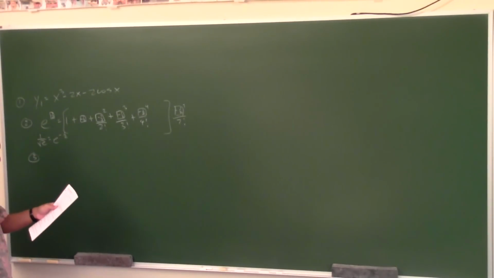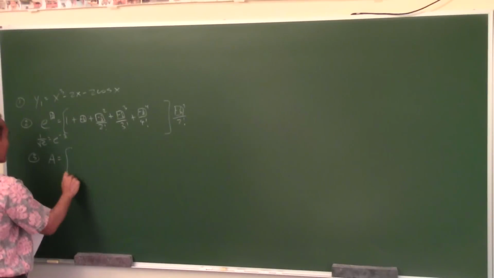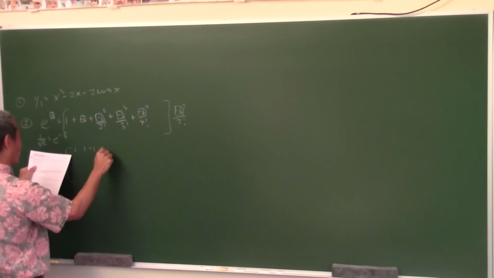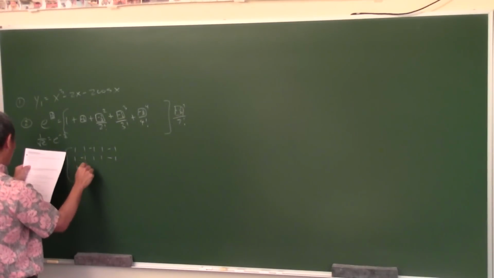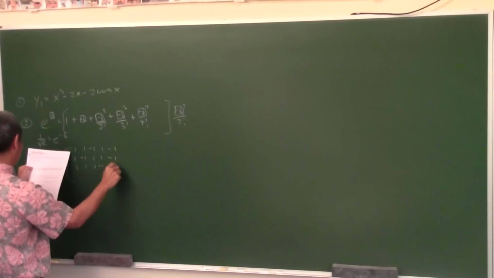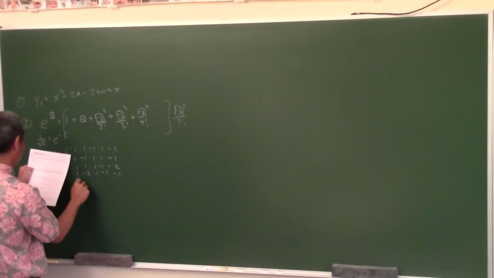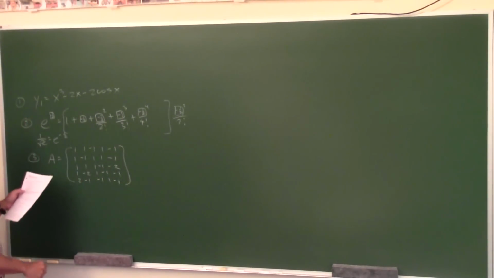Okay, number 3. Solve the following system. We got 5 equations, 5 variables. So in matrix A on your calculator, you put all the coefficients. So 1, 1, negative 1, 1, negative 1. 1, negative 1, 1, 1, negative 1. 1, 1, 1, negative 1, negative 2. 1, negative 2, 1, negative 1, negative 1. 2, negative 1, negative 1, 1, negative 1. Put that in matrix A.